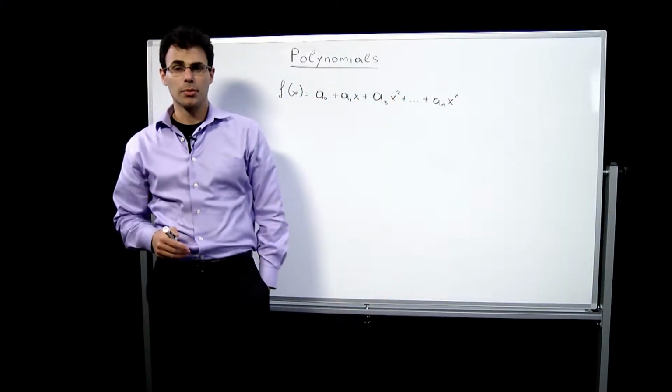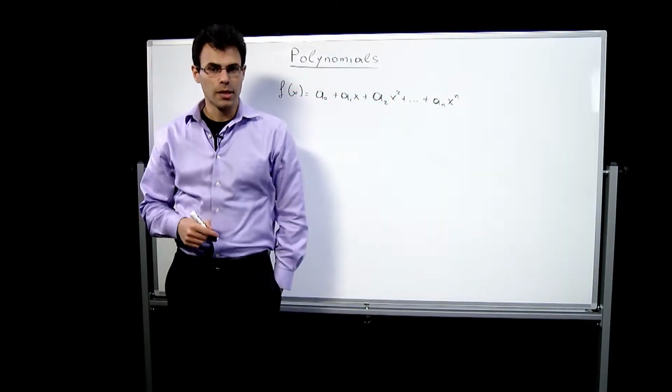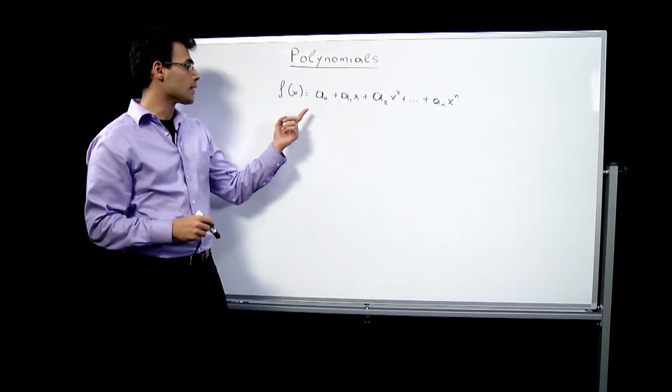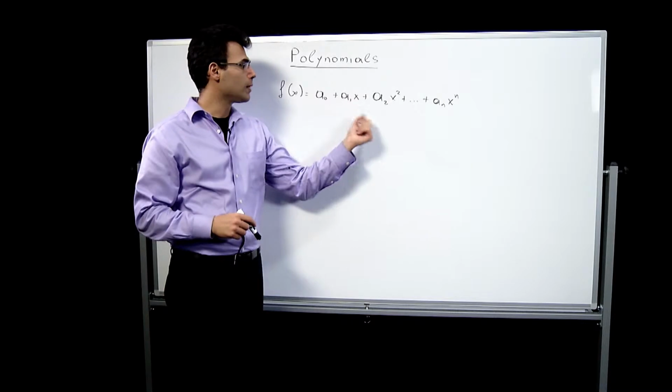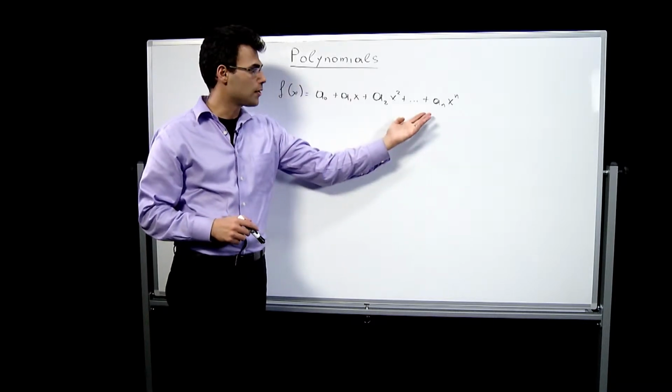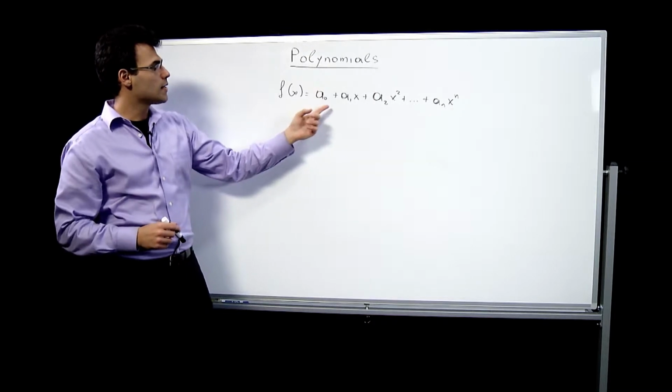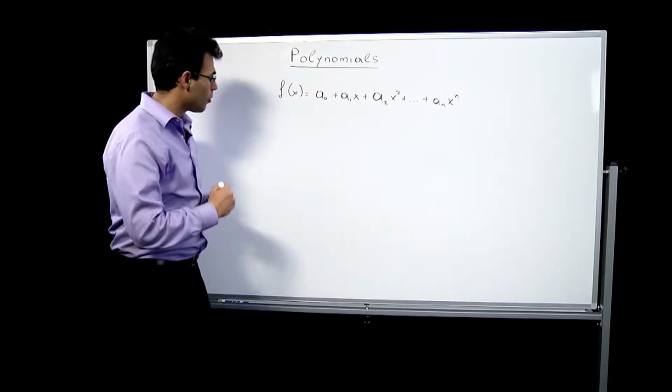The next idea that we're going to be talking about is the polynomial. Polynomials are specific functions that have this form. F of x equals a0 plus a1x plus a2x squared plus some other terms in between plus an x to the n. Now, all these guys, a0, a1, a2, and an are coefficients, all right?